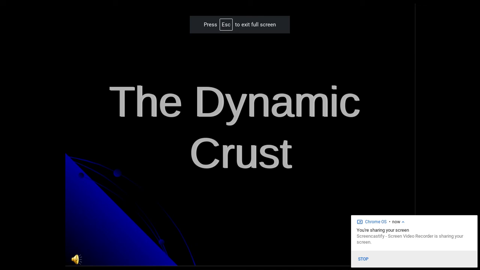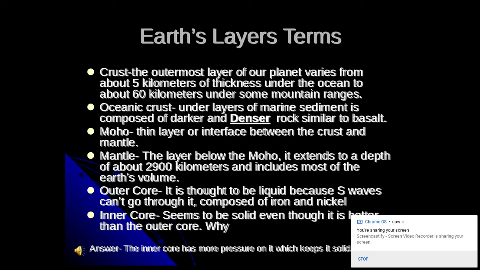Welcome to the dynamic crust, also known as plate tectonics. We have now completed the unit on weathering, erosion, and deposition, and now we are moving on to the Earth itself, going underneath. So, a couple of layers that you need to know. I'm going to go through this pretty quick because the reference table is going to give you a lot of this information.